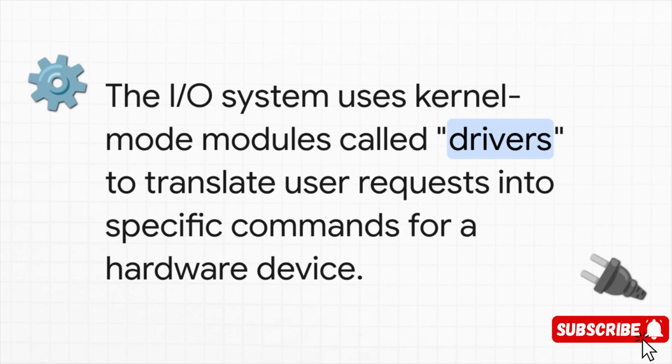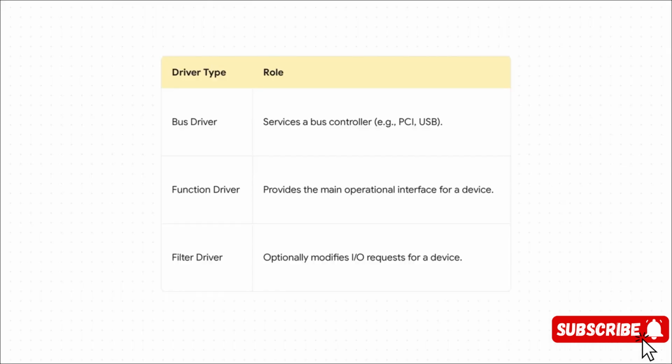That system then uses these highly specialized kernel mode programs called drivers to translate the app's generic request into the specific low-level commands that a piece of hardware actually understands. And these drivers are often layered in what's called a driver stack, kind of like building blocks. At the bottom, a bus driver is responsible for things like the USB or PCI bus. On top of that, a function driver provides the main functionality for a device. And then you can have filter drivers that sit in between, intercepting requests to add features, like an antivirus scanner checking a file as it's being read.